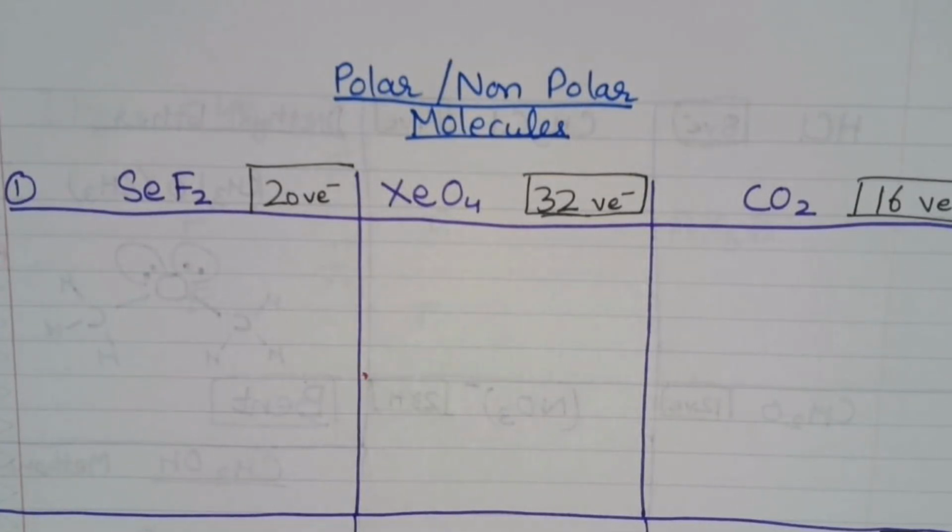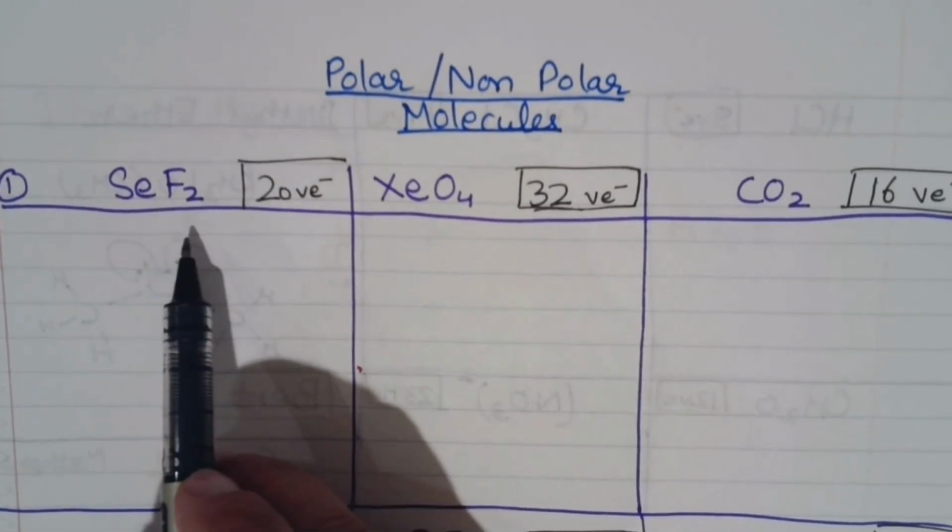Hello everyone, in this video we are going to do a lot of examples. First we'll draw the Lewis dot structures and then we'll tell whether the molecule is polar or non-polar and what kind of bonds the molecule has. Okay, so let's start. Our first example is selenium difluoride.